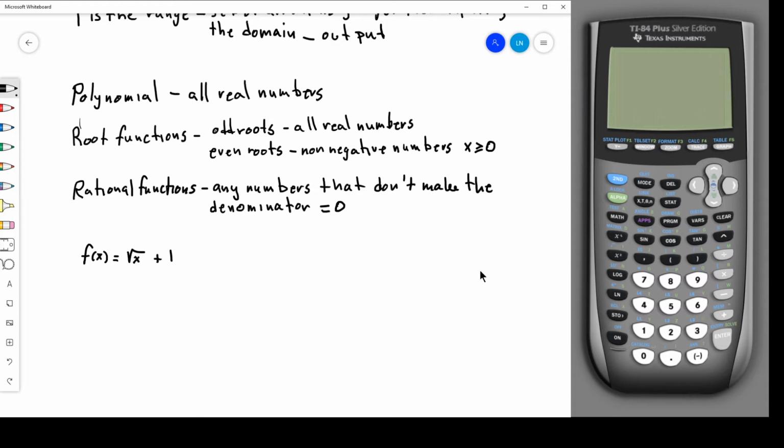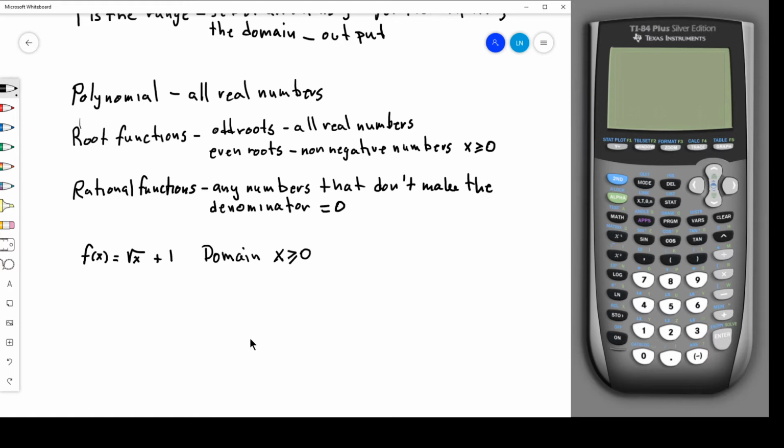So I go back to my list here. Well, even roots have to have non-negative numbers. So I take whatever's under the square root sign, so for the domain, I take whatever's under the square root sign and say greater than or equal to 0. Now in this case, there's nothing for me to solve. There's no inequality for me to solve. That is already x is greater than or equal to 0. So that is the domain.